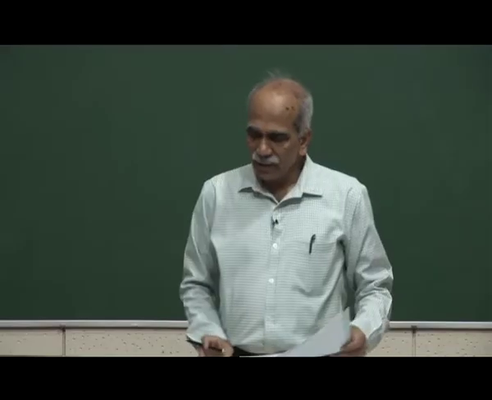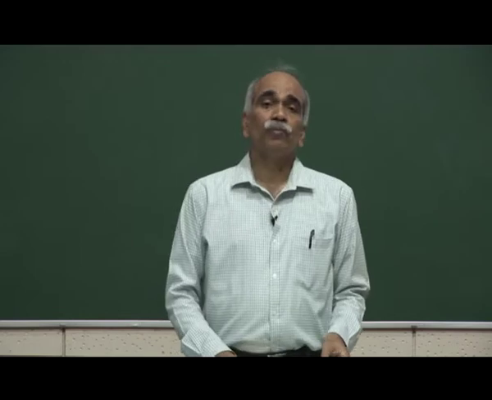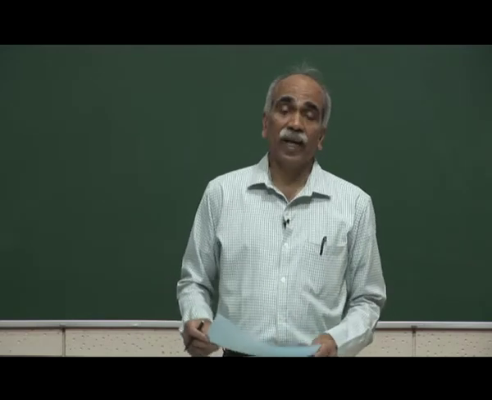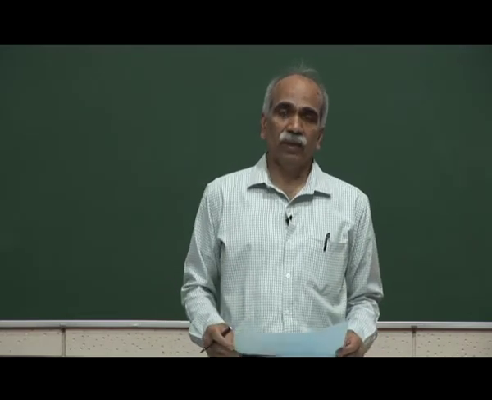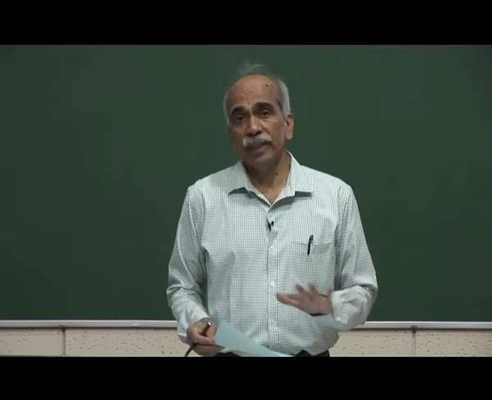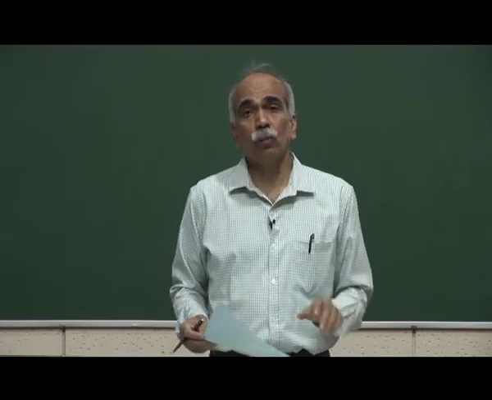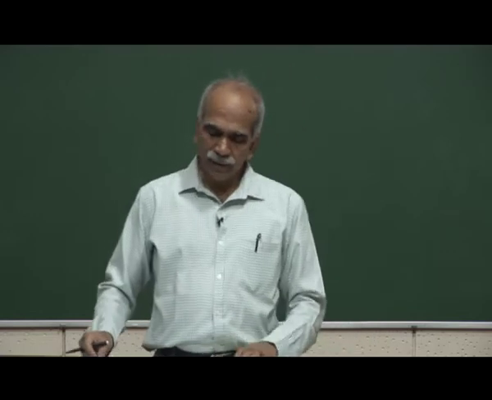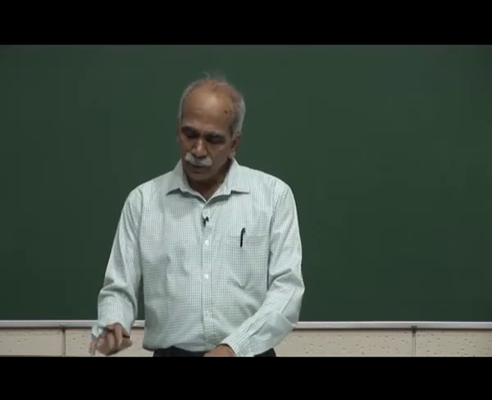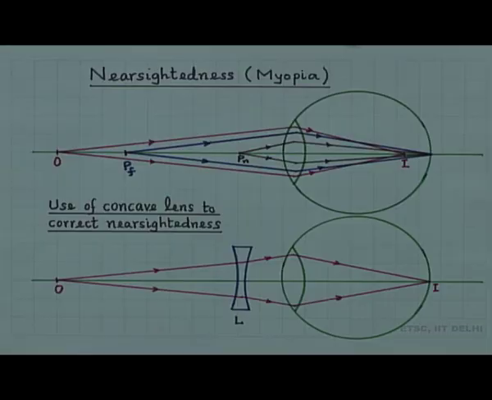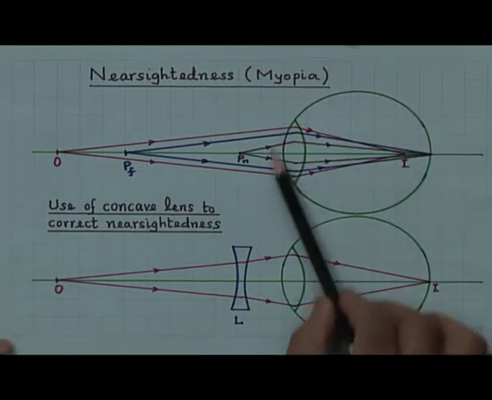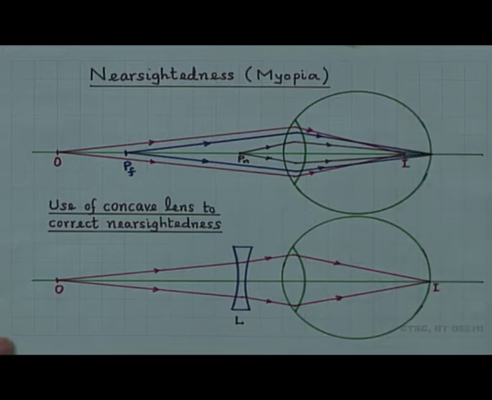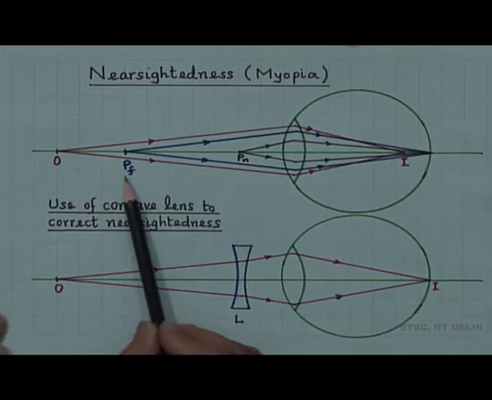Let me now discuss briefly the two common defects in vision, although we will not go into the details because it is beyond the scope of our course here, but we would like to see what these two defects are. These are very common, and the first one is nearsightedness. I have just illustrated this. Here is the eyeball, the reduced eye. This is the far point.